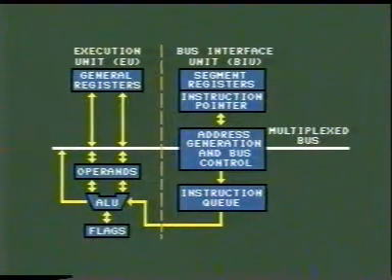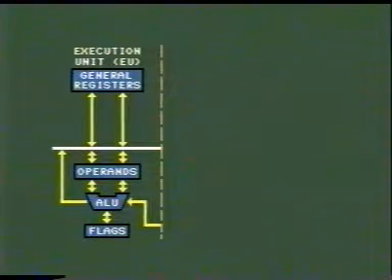The BIU performs all bus operations and stores the fetched instructions in an internal RAM known as instruction queue of 6 byte size. The EU, on the other hand, performs instruction decoding and execution by taking the prefetched instructions from the queue. This greatly enhances the program execution of 8086.